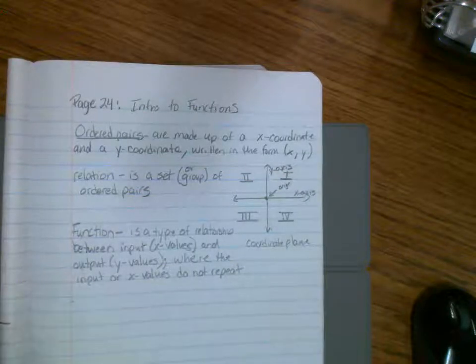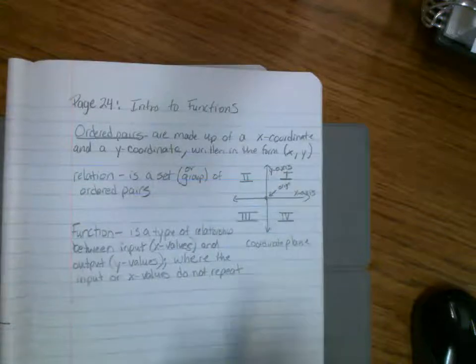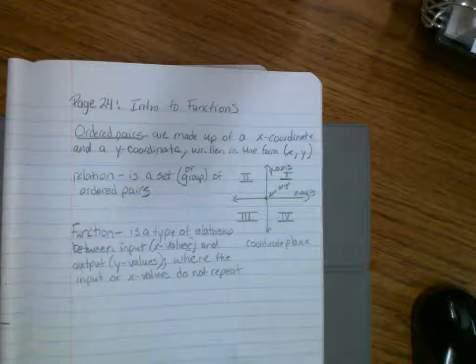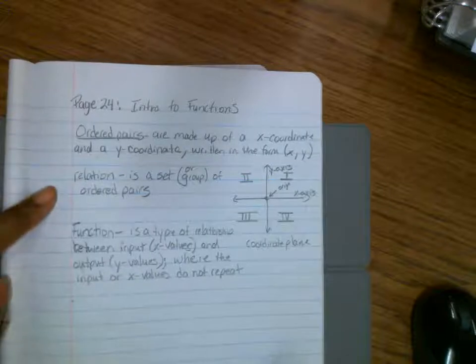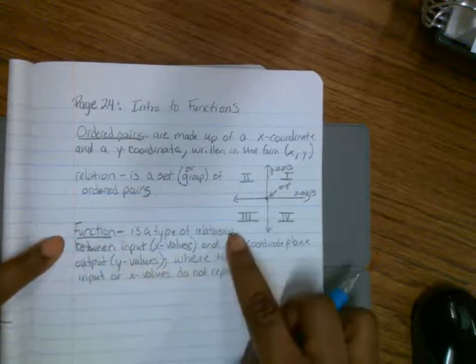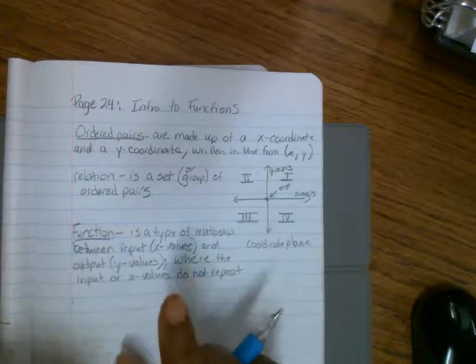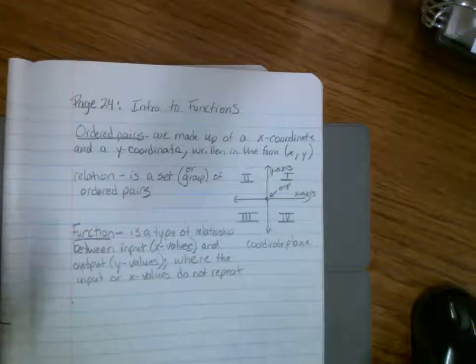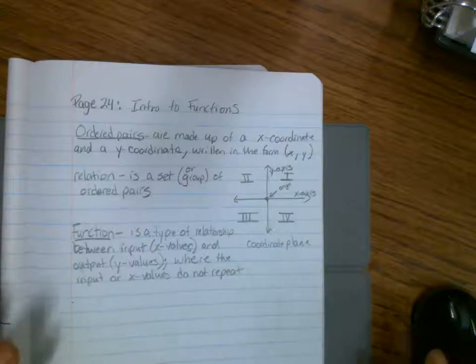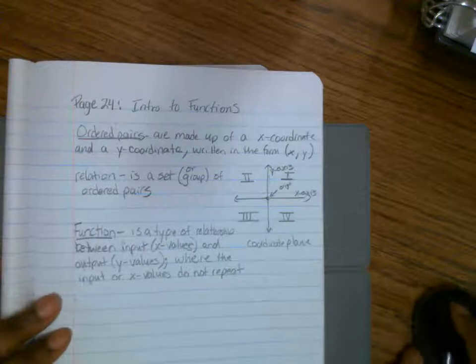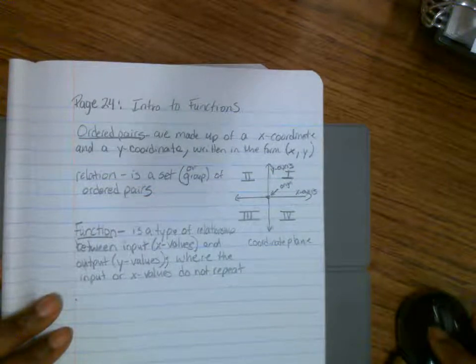So if you have a set of ordered pairs or table values, you look at your X values. If the X values do not repeat, then it is a function. If some of the X values repeat, then it is not a function. Okay. So again, a function is a relationship between the input and the output, or your X and Y values, where your X values do not repeat. Okay. I'm going to pause for the calls.